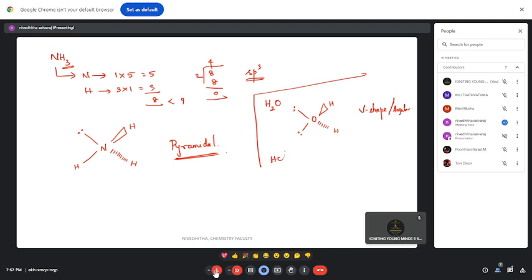How about HCl? Before finding the hybridization, now tell me which is the central atom. Is it hydrogen or chlorine? See, hydrogen can never be a central atom. To be a central atom, that atom has to form a minimum of two chemical bonds. But hydrogen's valency is 1. In any scenario, hydrogen cannot form two chemical bonds. So hydrogen can never be a central atom. So in this case, chlorine is the central atom.